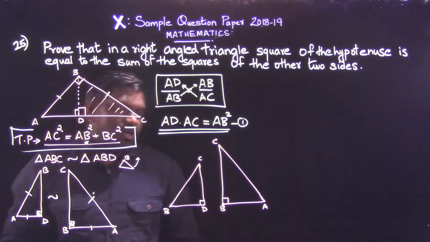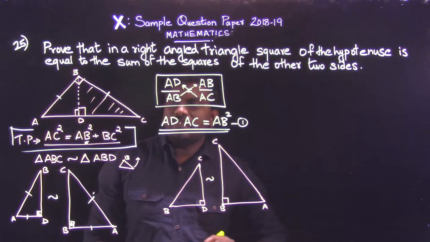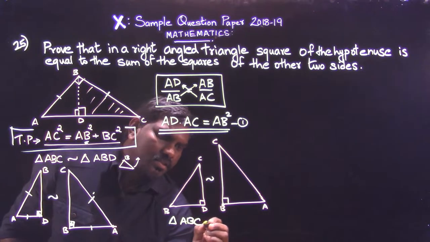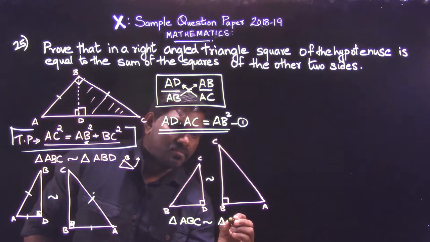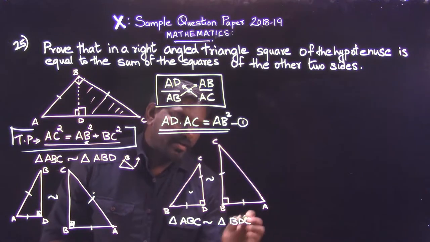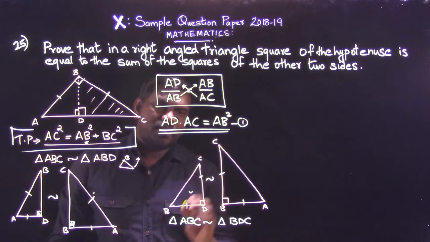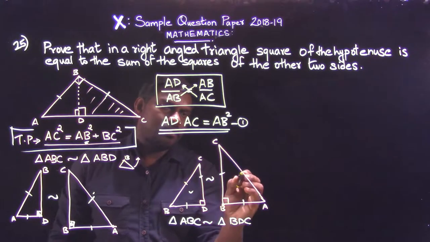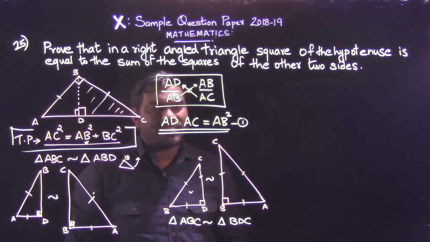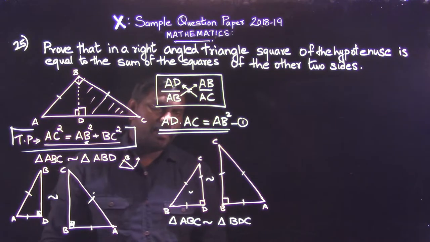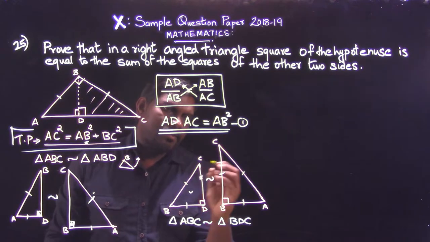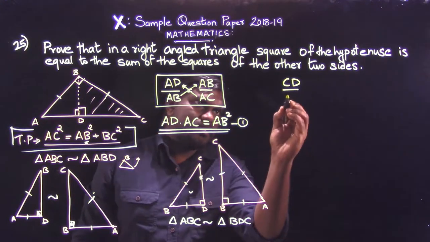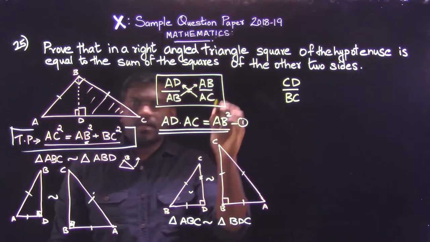Right, fine. When these two triangles are similar, here triangle ABC is similar to triangle BDC. And as you know that these two triangles are similar, so the sides I have marked, the ratios are going to be the same. Now, which ratio do you need to pick? I'm going to take this side, which is CD by BC, because from here I almost got BD.